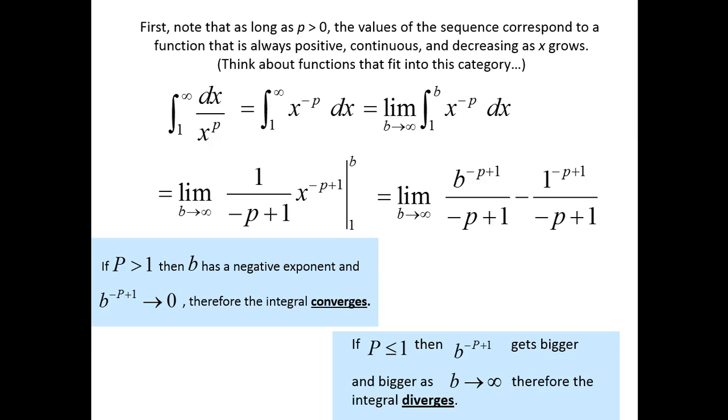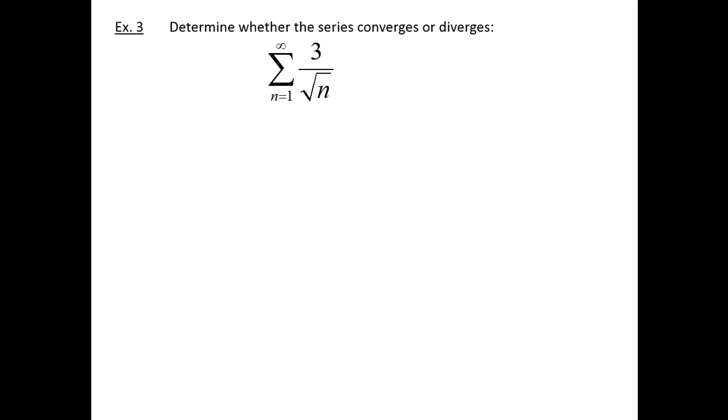So this is the test for the p-series. This is what you need to make sure you pay attention to. So when you have a p-series, if p is greater than 1, then we're going to have a converging series. If p is less than or equal to 1, then we're going to have a diverging series. So this is nice. This makes a really easy test to use.